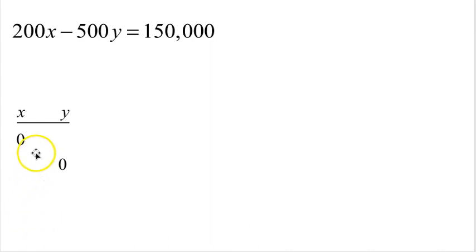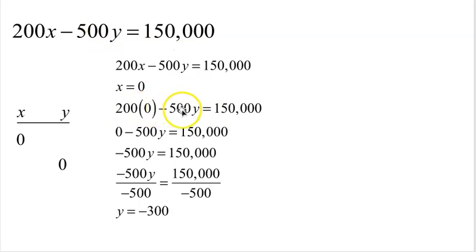All right. So if x is 0, 200 times 0 minus 500y equals 150,000. 200 times 0 is 0. Minus 500y is 150,000. Negative 500y is 150,000. Then divide both sides by negative 500. Negative 500y divided by negative 500 is just y. 150,000 divided by negative 500 is negative 300. Remember, a positive divided by a negative is a negative. So when x is 0, y is negative 300.